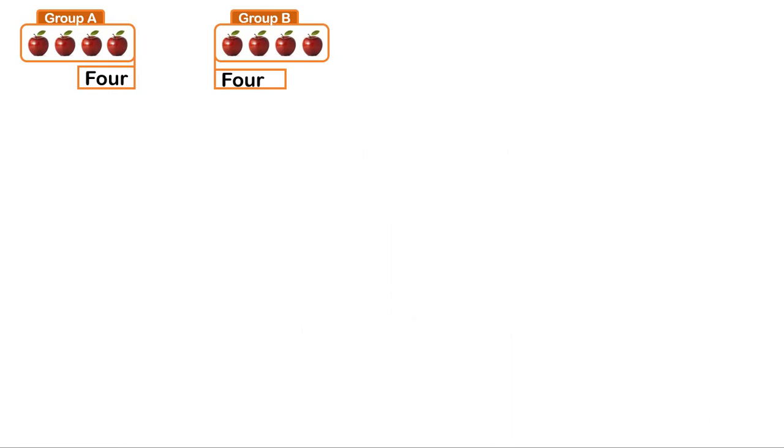So we can briefly say that the number of apples in group A is equal to the number of apples in group B. And when we use symbols, we can say that 4 is equal to 4. Okay, so this is what we call equality. So equality means that the two things are equal.